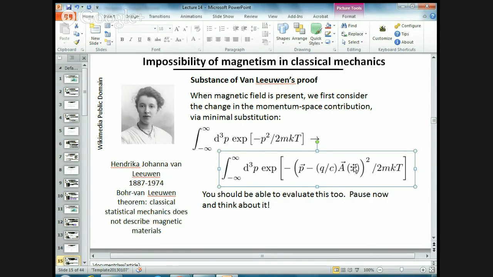Professor Papillo made the prescient observation that this is just like some vector, right? And so it's just a shift of the origin of the integration. So in other words, this integral is completely independent of the vector potential. It doesn't matter what it is. It vanishes. So the partition function does not depend upon the magnetic field.